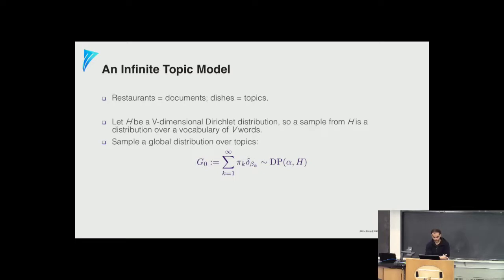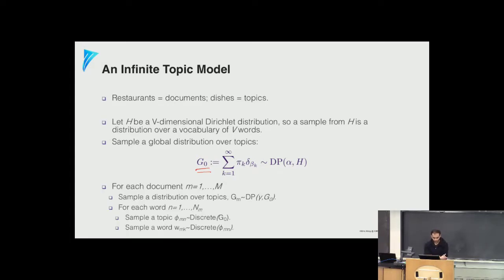So we start with a V-dimensional distribution, so we can sample H from that V-dimensional distribution, where V is the size of the vocabulary of words. And by the way, we assume that the vocabularies are the same across the documents. And then we can sample the global distribution over topics, right? Or, if you will, the global distribution over the popularity of dishes in the menu in the Chinese restaurant franchise.